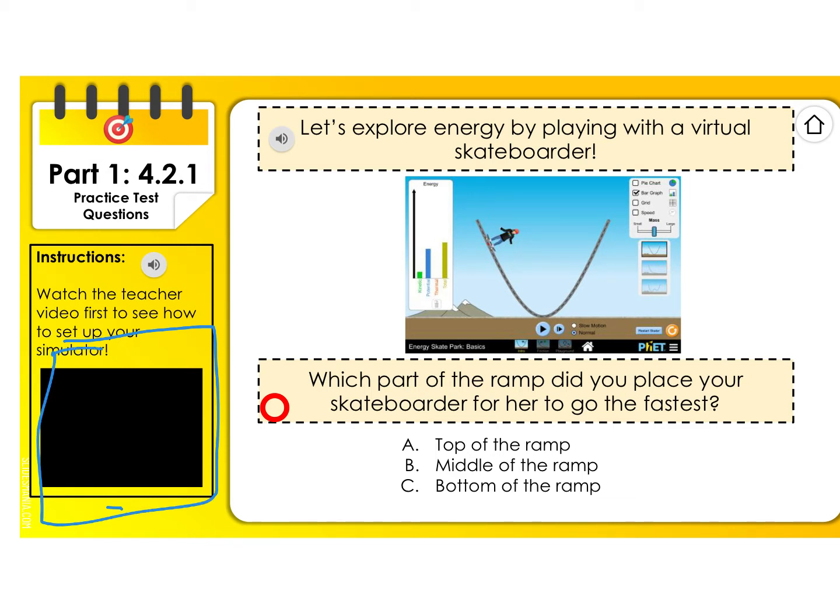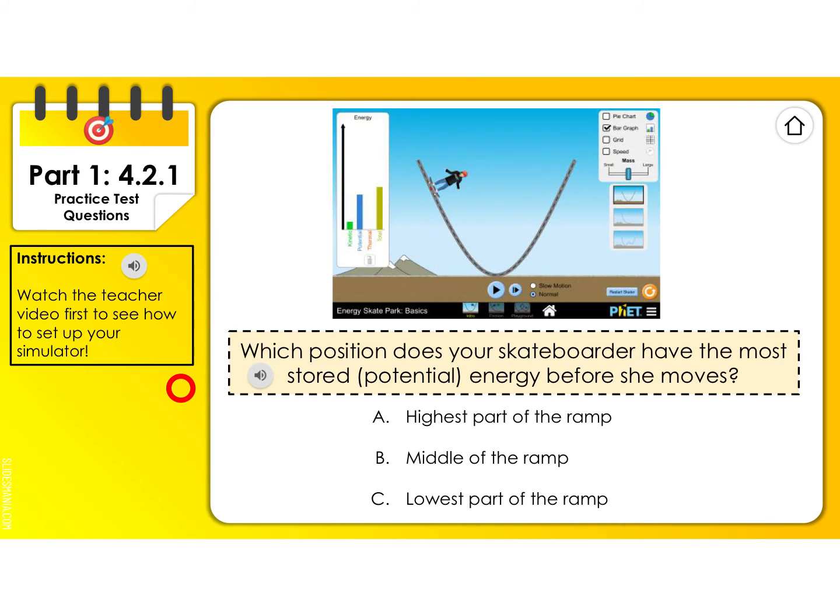And then you might notice that you have a little red circle, which again you're going to move to answer the question, which part of the ramp did you place your skateboarder for her to go the fastest? You're going to continue with that simulator.